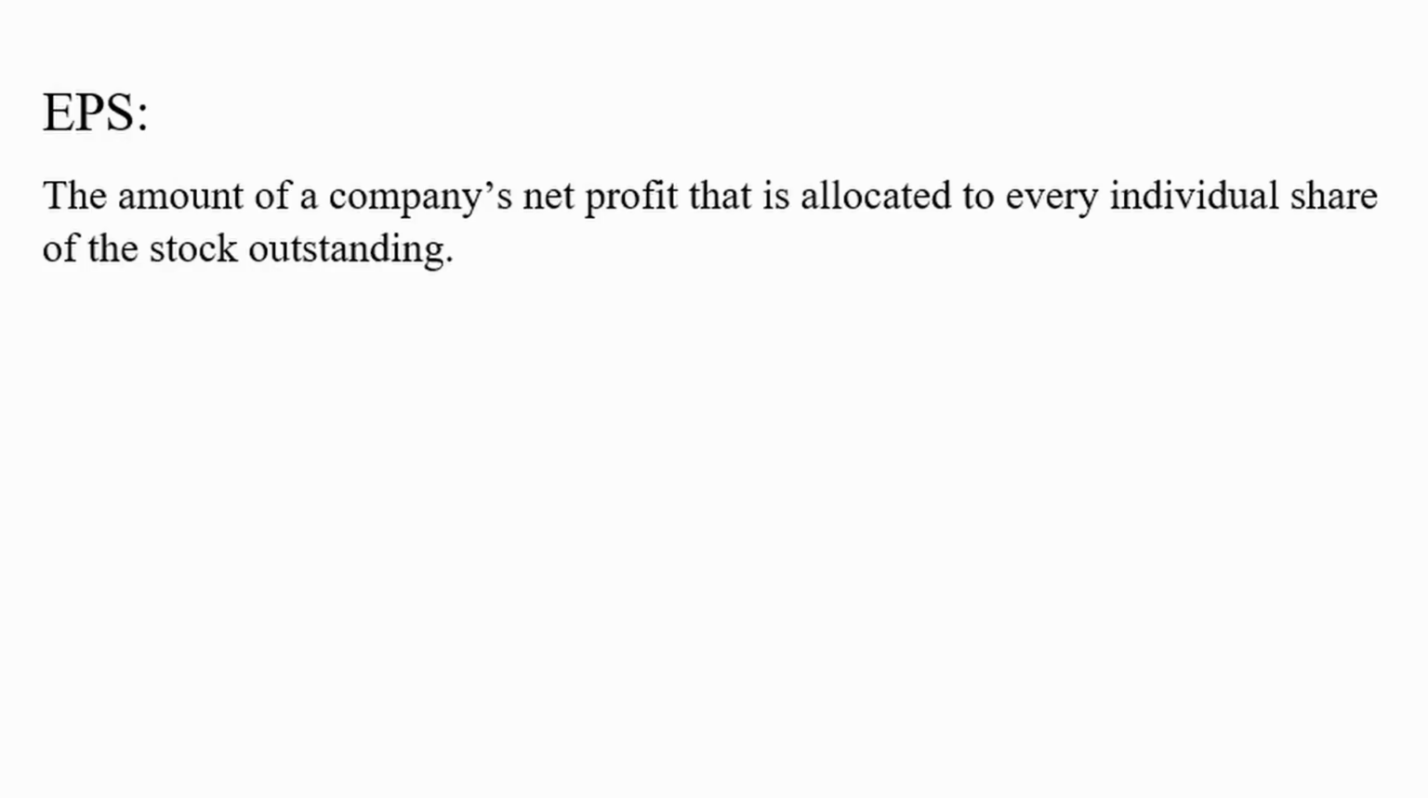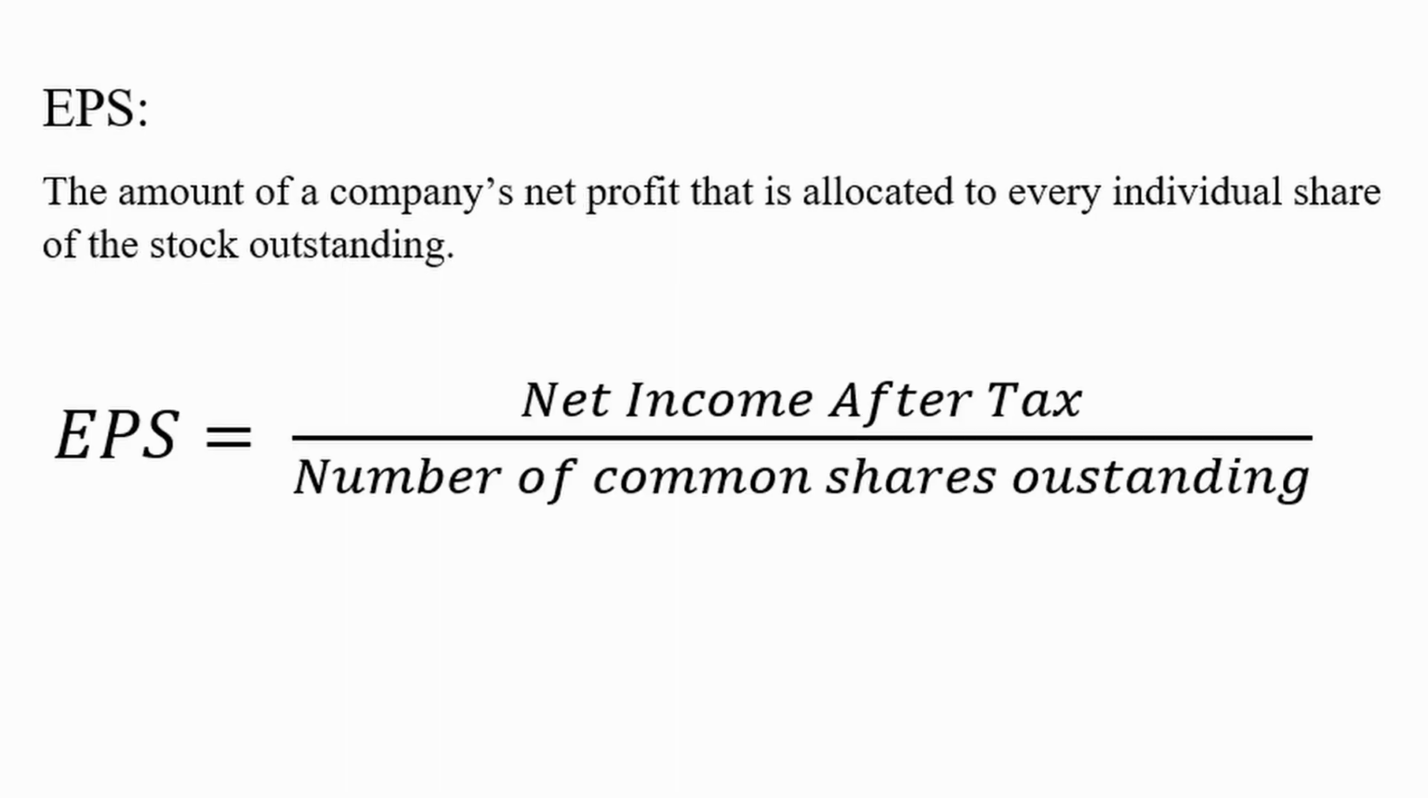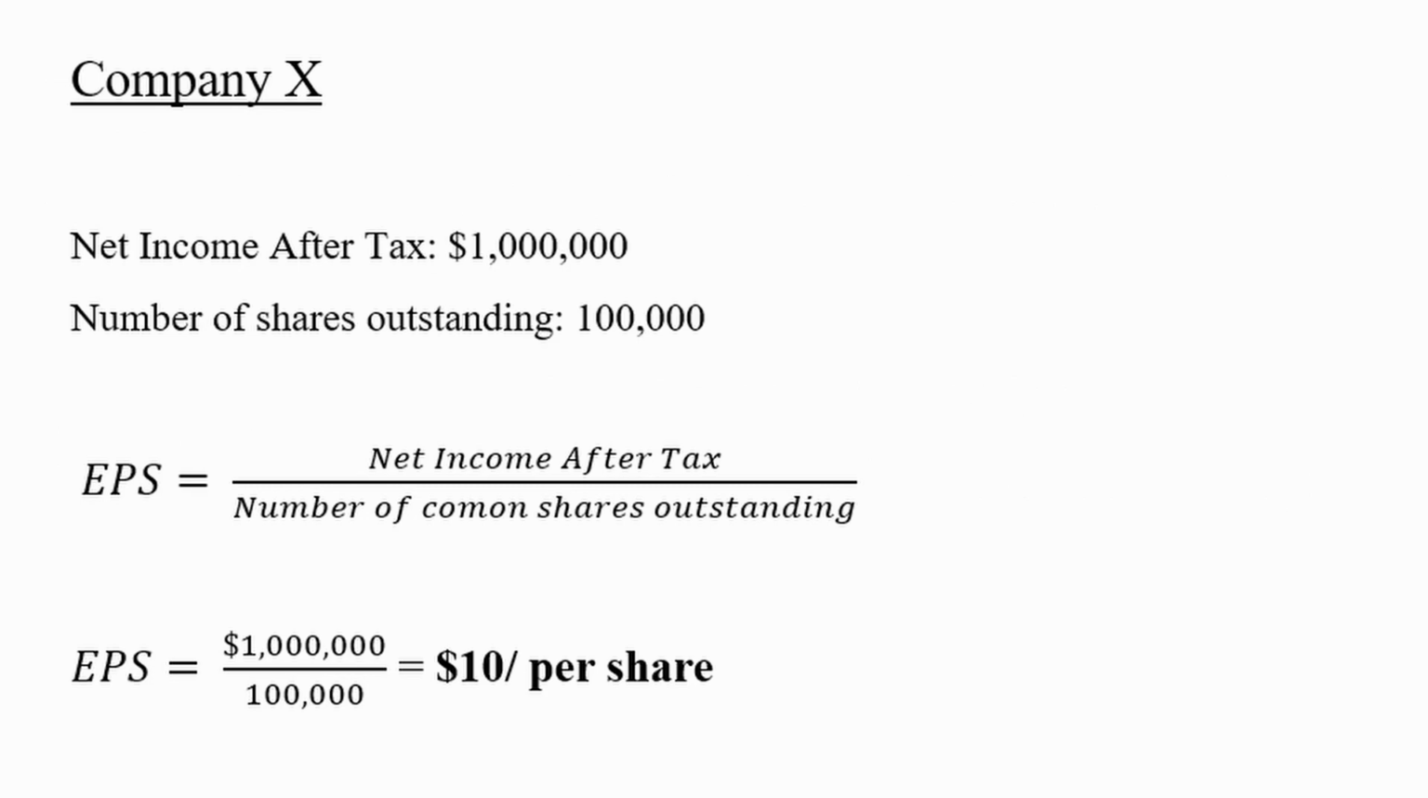So earnings per share, or commonly referred to as EPS, is as simple as it sounds. It's just the amount of a company's net profit that is allocated to every individual share of the stock outstanding. The company's EPS is calculated by dividing their net income after tax, otherwise known as earnings, by the total number of common shares outstanding. So if company X's net profit was $1 million and they had 100,000 shares outstanding, their EPS would be $10 per share.